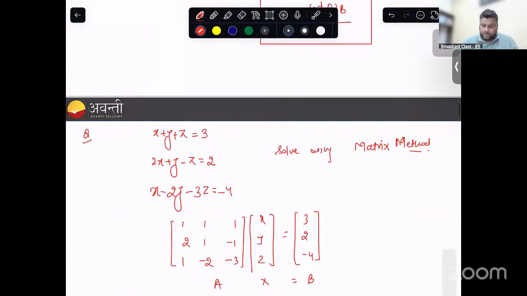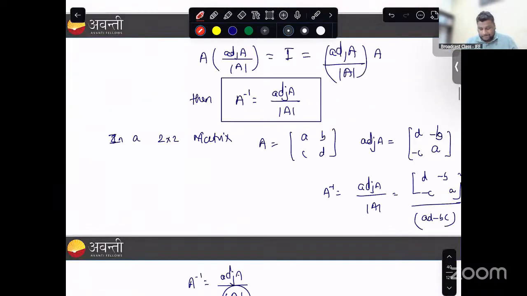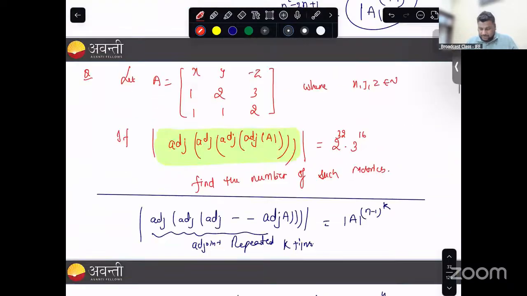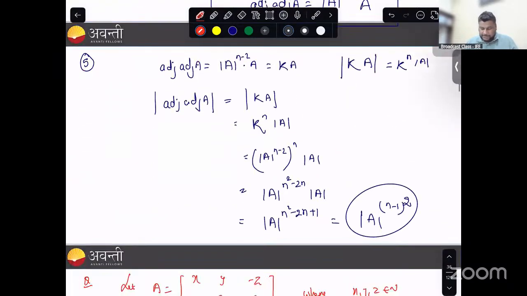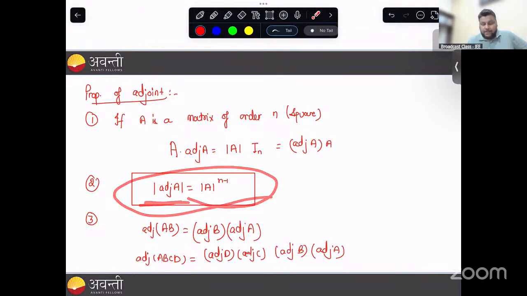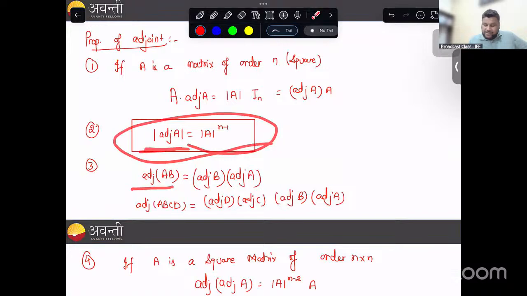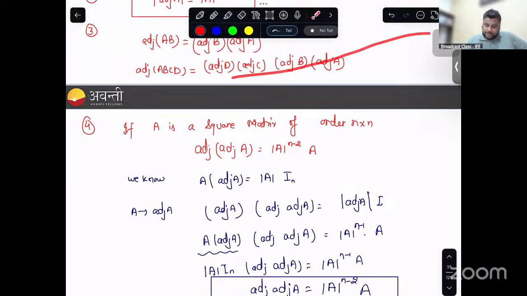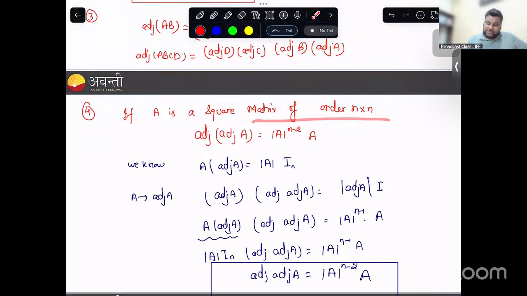So what all we have done today, we have done a property. Properties of adjoint, where A into adjoint A is determinant of A into In, which is adjoint A into A. Then determinant of adjoint A is determinant of A to the power n minus 1. Adjoint of AB is adjoint B adjoint A. Adjoint of ABCD is reversal law of adjoint applied. Now if A is a square matrix, then adjoint of adjoint A is determinant of A to the power n minus 2 into A. Fine.